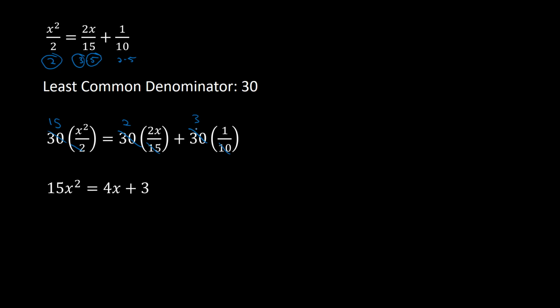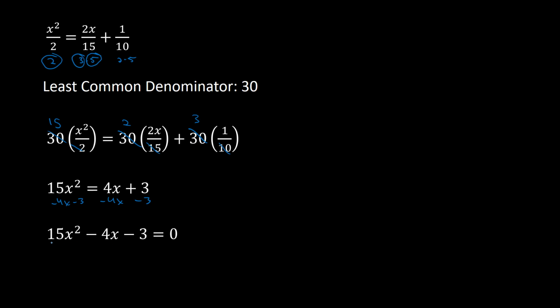So to solve for x from here, we have a quadratic equation, and it's a trinomial. What I want to do is set this equal to 0 first. So I subtract the 4x and the 3 over from both sides, and now I have 15x squared minus 4x minus 3 equals 0. And then to solve from here, I want to factor.